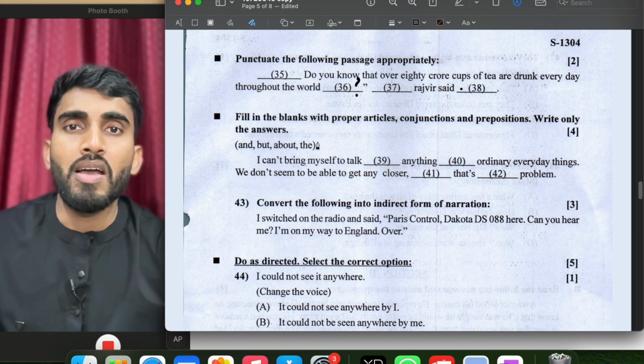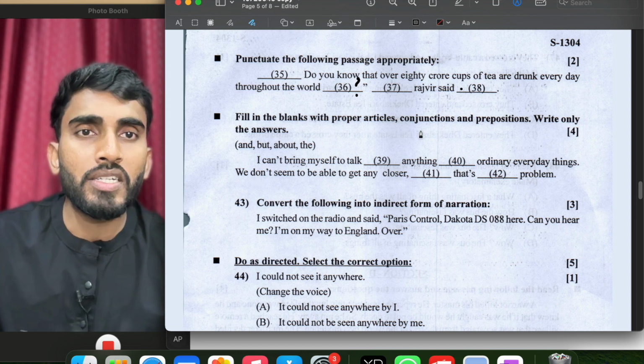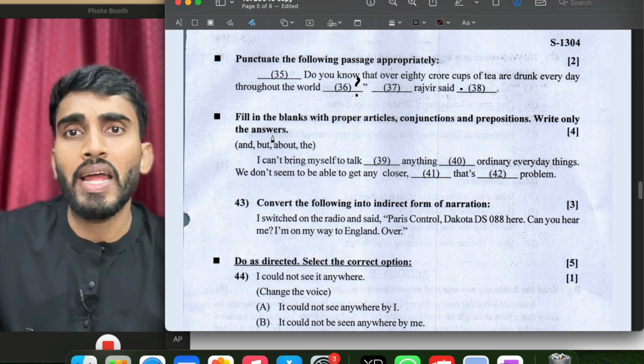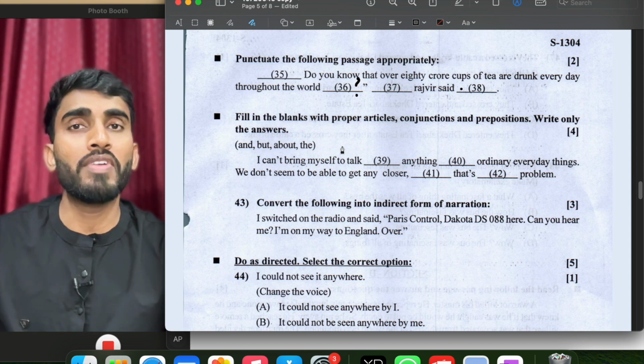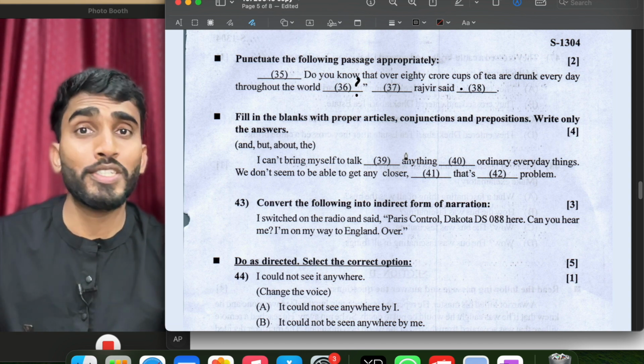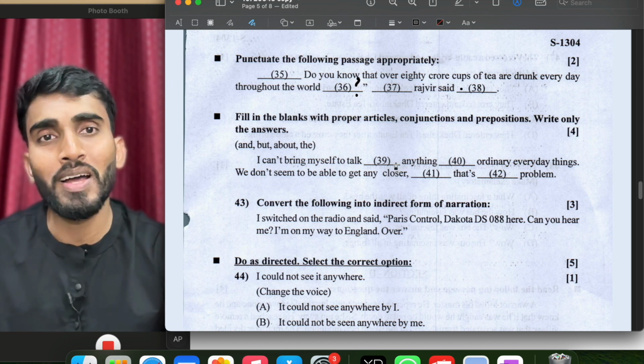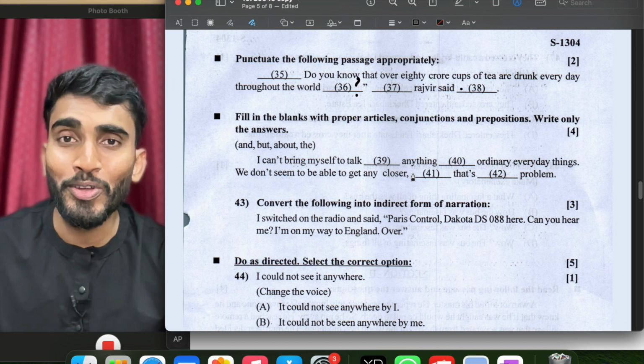Then it is fill the blanks with proper articles, conjunction and prepositions. Write only the answers. Again fill in the blanks, 4 marks, 4 options, just 4 blanks. Fill it up and you will get the 4 marks ready for you.